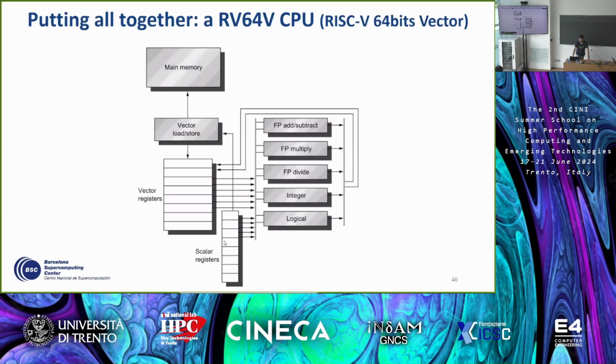So let's look at this. This is putting it all together, right? Everything that you see here, except the main memory, is working at the same clock frequency. So at least this is synchronous. So it should be fine. The synchronization should be fine.